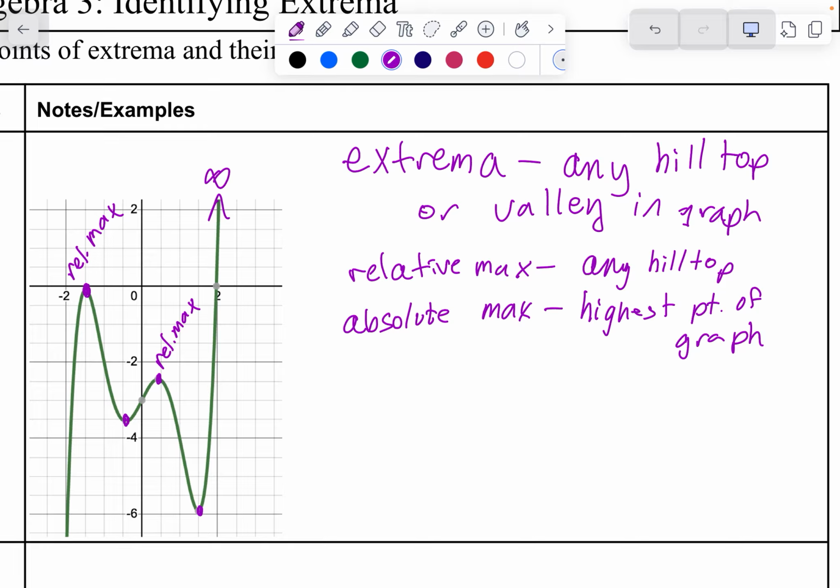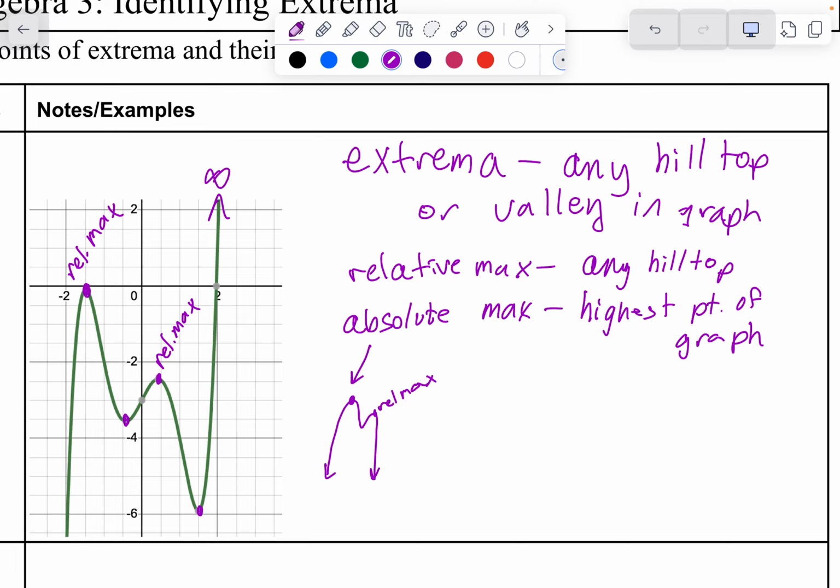So what kind of graph has an absolute maximum? Well, that one right there is an absolute maximum. It is the highest point. It's a hilltop. Think of it as the Mount Everest of the graph. Mount Everest is the highest mountain on the planet. It is the highest mountain of the graph. So some graphs don't have an absolute max. They have hilltops. This one here is a relative max. It's a hilltop. It's not the highest. It's not the Mount Everest. It's just a little hilltop.